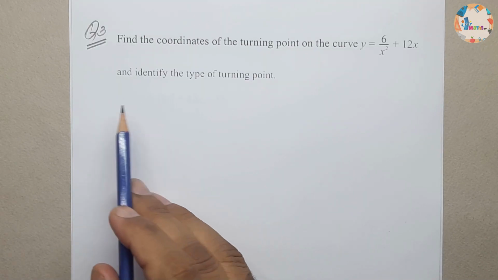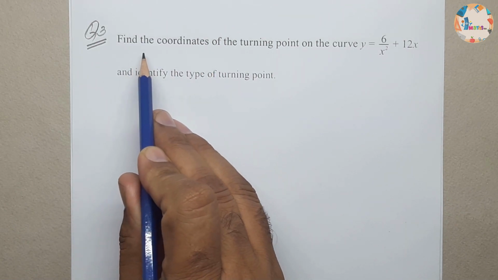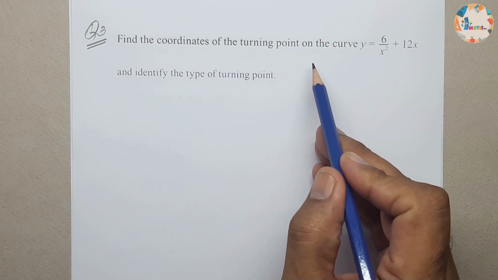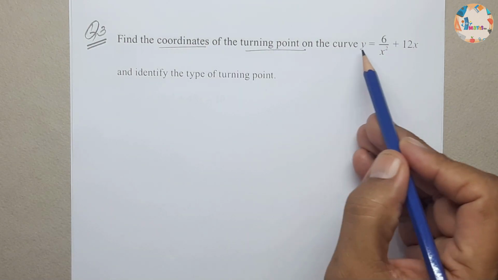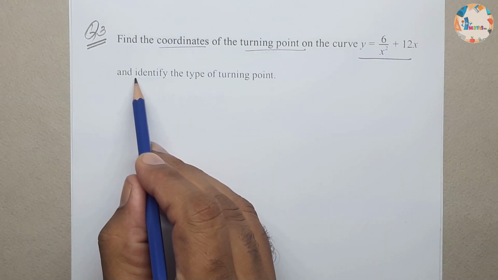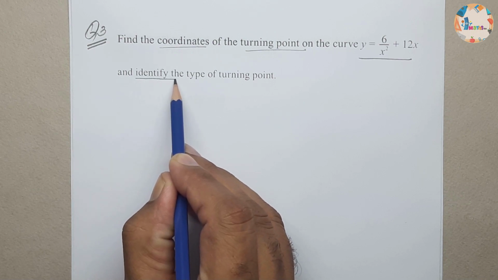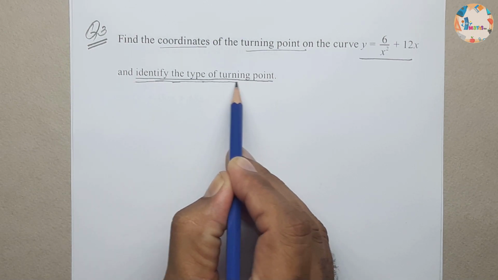This is question number 3, which we have chosen for our practice. Find the coordinates of the turning point of the curve. This is the curve given. And additionally, they are saying identify the type of turning points. So this is also important.